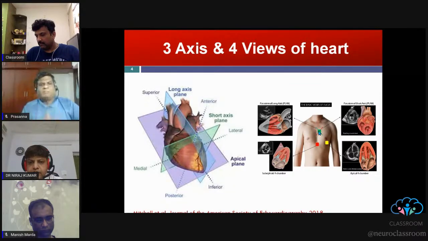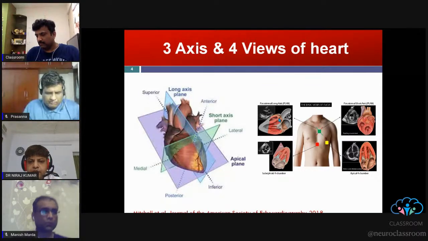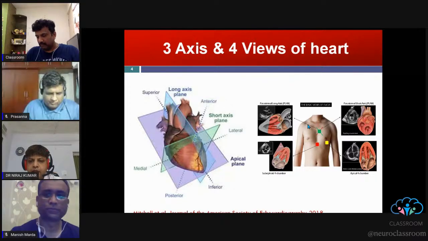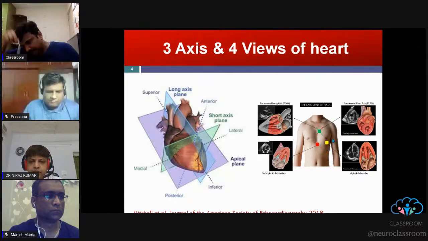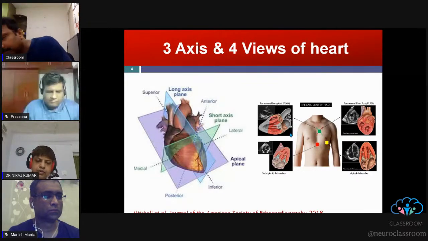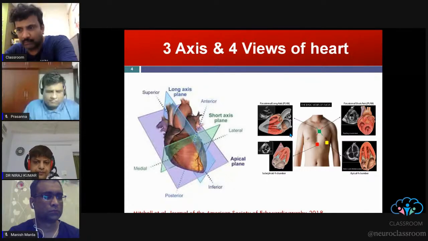So first is parasternal, this green color, parasternal long axis. So you just have to keep your probe here and you will obtain this image. This is parasternal long axis. And after that, you have to rotate your probe to obtain the short axis view. Then the third is the apical four chamber view. Then the last and the fourth view is the subxiphoid view. So these are the four basic views. We have to obtain these four basic views to do basic echocardiography.